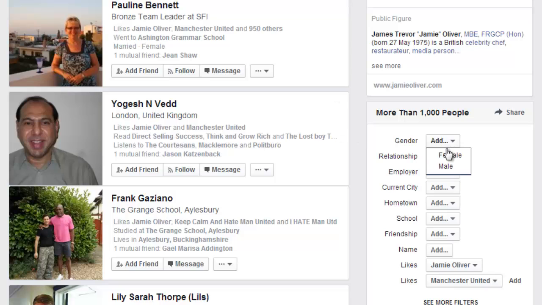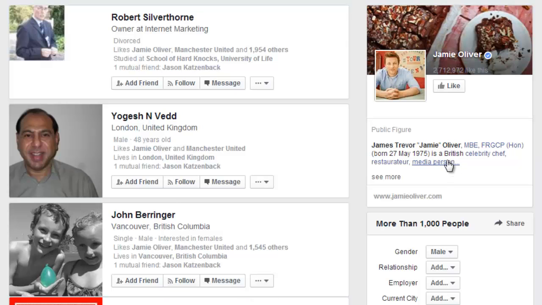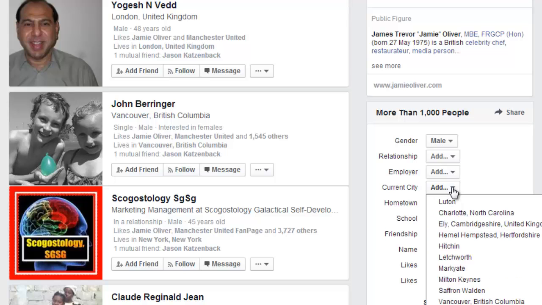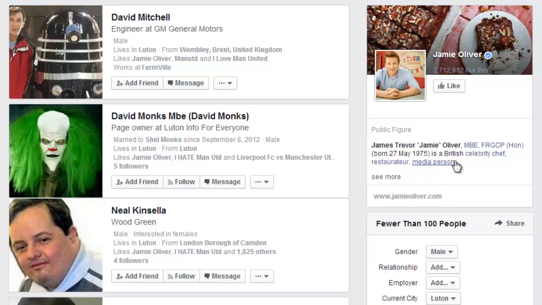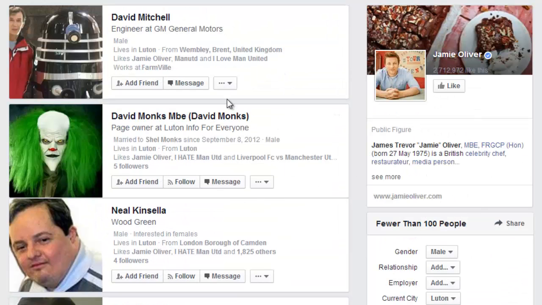Let's find out. Let's go for male. Still more than 1,000. Let's see who live in Luton. Okay, so who like Jamie Oliver and Manchester United and live in Luton. Still fewer than 100, it says. Okay, so that's me getting a bit of information about Jamie Oliver and his fans and what they like.